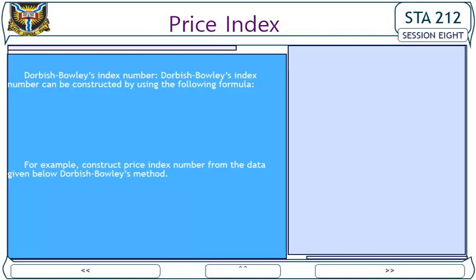Dobish-Bowley's index number can be constructed by using the following formula. For example, construct price index number from the data given below, Dobish-Bowley's method. Solution: P01 is equal to 67.